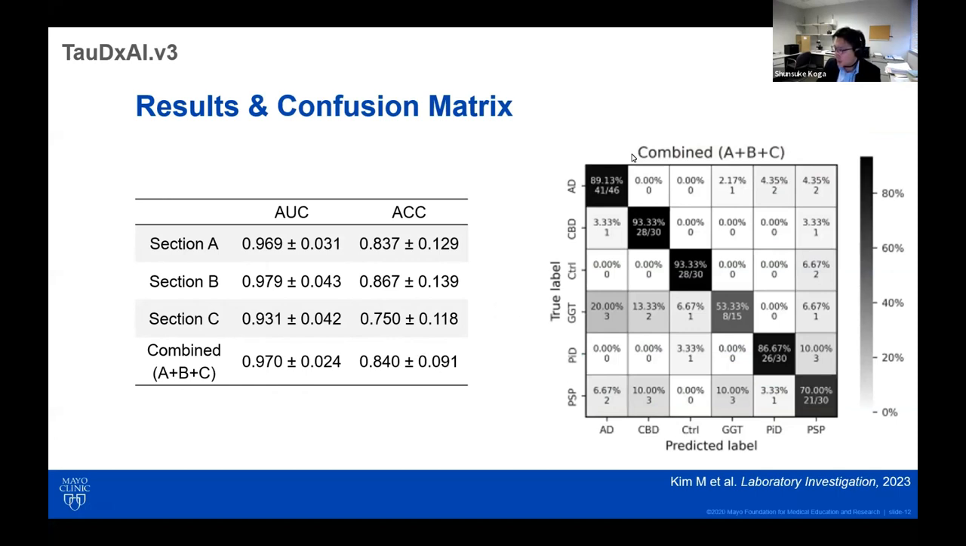And here is a representative confusion matrix of the combined data set. So for example, in this combined data set, there are 30 cases of CBD, and 28 out of 30 cases were correctly diagnosed as CBD. One case was misdiagnosed as AD, and one case was misdiagnosed as PSP.